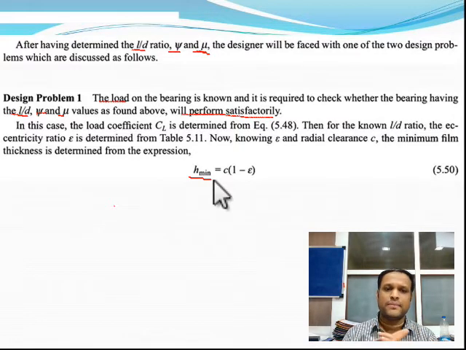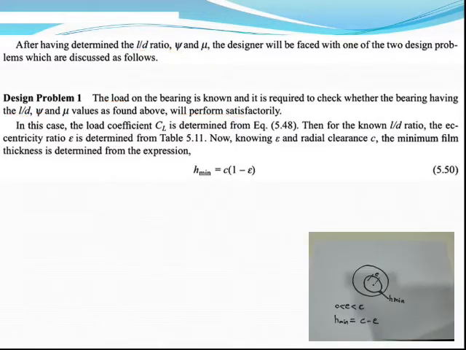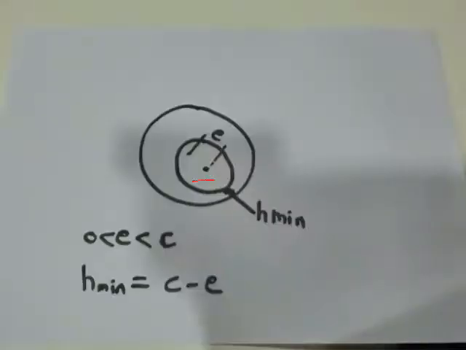Before we go into the procedure, let us see how we can understand this formula. H min is equal to C into 1 minus epsilon. The following formula helps us understand how to calculate H min. So let us see this illustration.